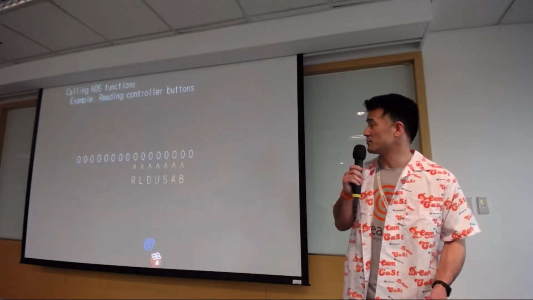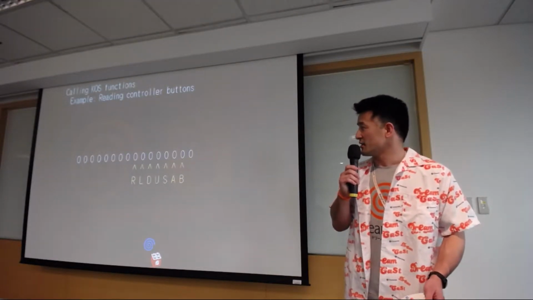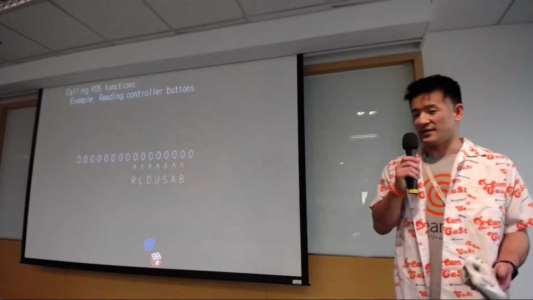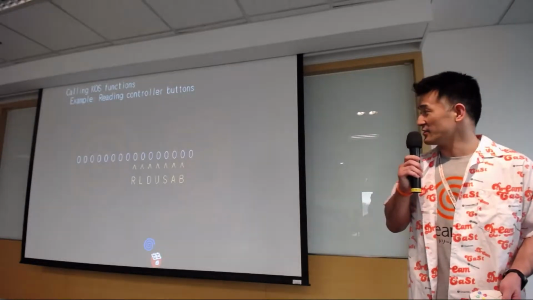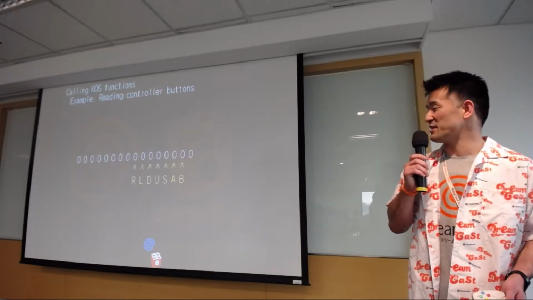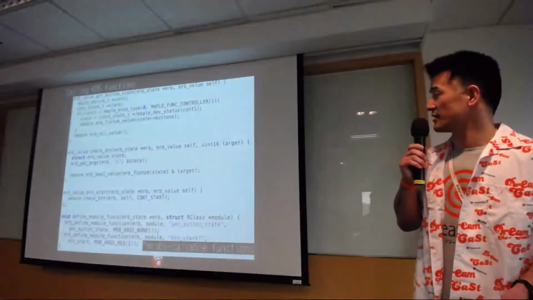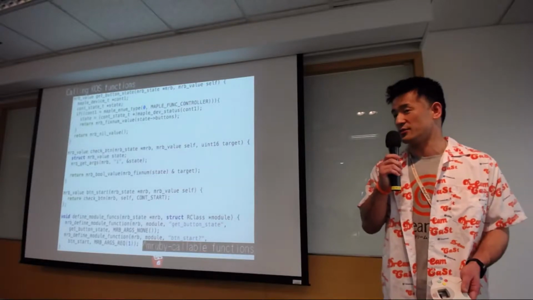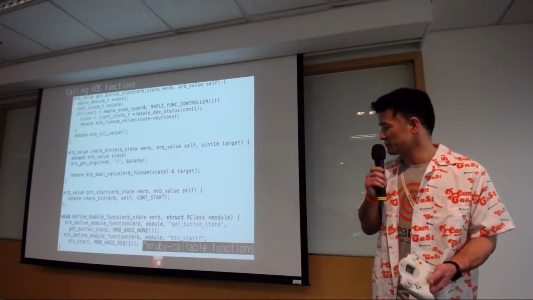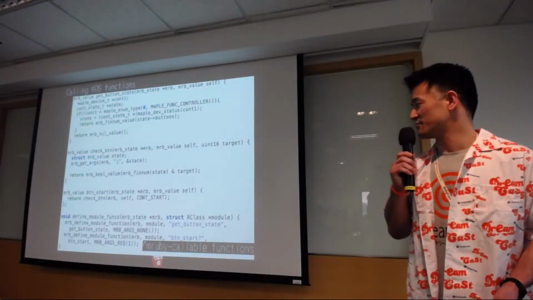So when you look at the button state, you have each bit representing B button, A button, start button, up, down, left, right, that sort of stuff. And this is C code that makes button state readable from mruby.